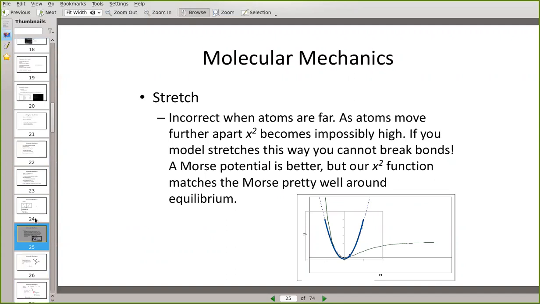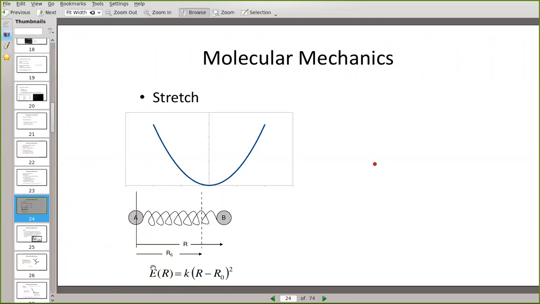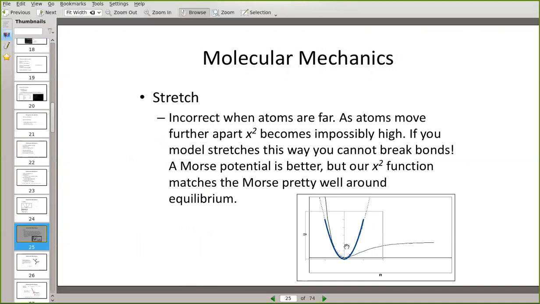But of course, in the expression that I've just given you here, if you make the distance from equilibrium larger and larger, if this tends towards infinity, then of course your energy is going to tend towards infinity. And so it's going to be impossible to move those atoms to an infinite distance apart. So that does deviate from reality. If you're trying to move your atoms and break the bond, then the molecular mechanics energy just goes up and up and up to an impossible value. So is this bad? Yes, it's bad because we can't look at atoms that are too far away from equilibrium.